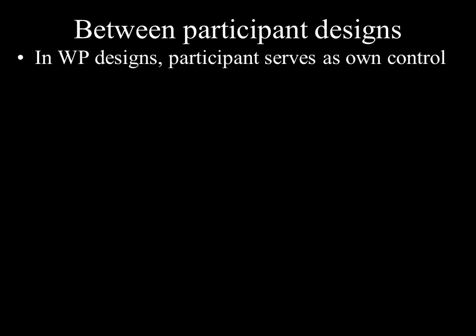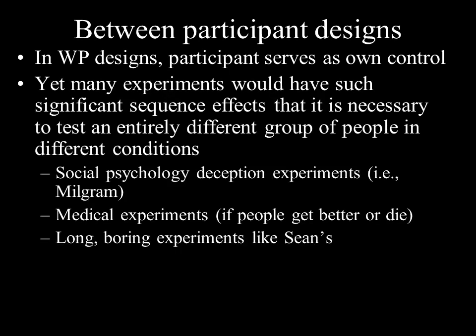So now we're going to talk briefly about the other kind of designs, which are called between participant designs. And I just want to point out again that in what we studied before, within participant designs, participants serve as their own control. But there's a lot of experiments where you can't do this because the order or sequence effects are going to be so severe that there's no way that you can actually run the experiment twice.